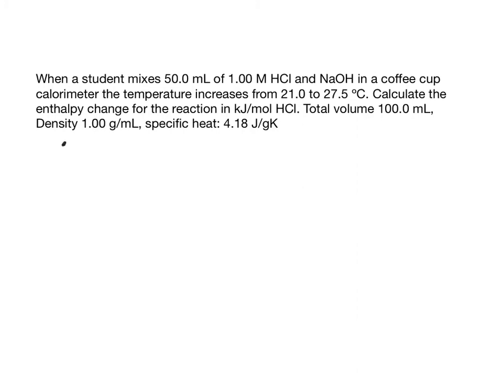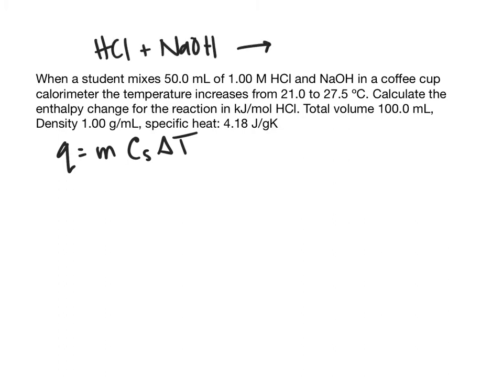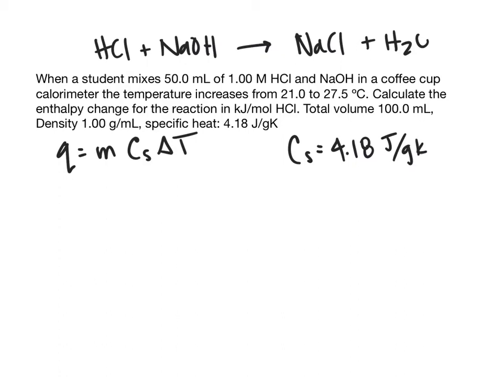So we know that we're going to use Q equals m c sub s delta T in this case. We also know that our balanced equation is HCl plus NaOH gives us NaCl plus H2O. So we're looking at an acid-base neutralization. Let's write down what we do know, because that's the easiest way to start. c sub s is 4.18 joules per gram Kelvin. That was kind of easy. Delta T in this case is 27.5 minus 21.0, so our delta T is 6.5 Kelvin.